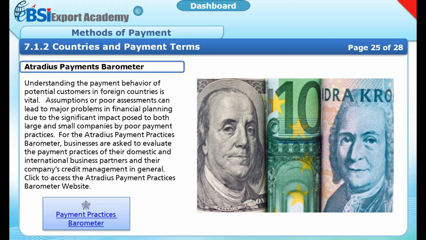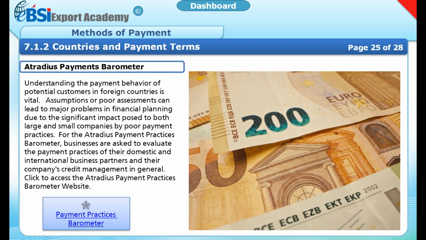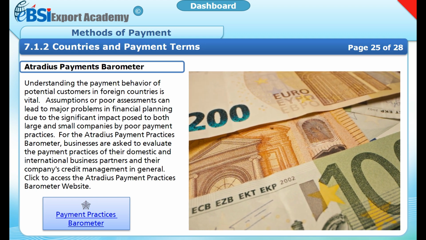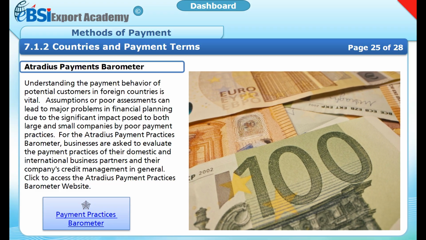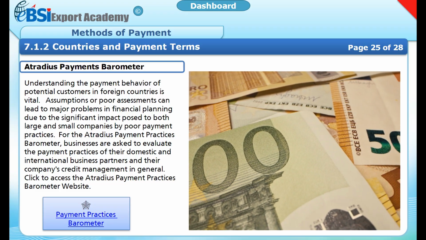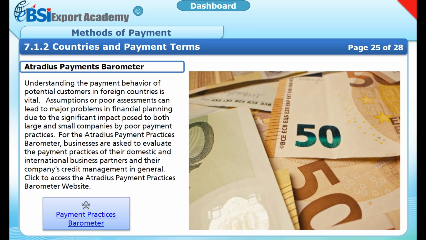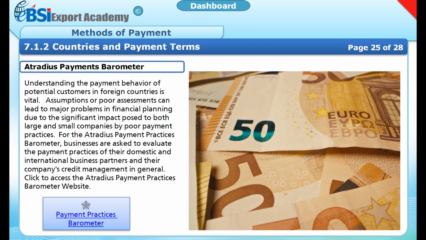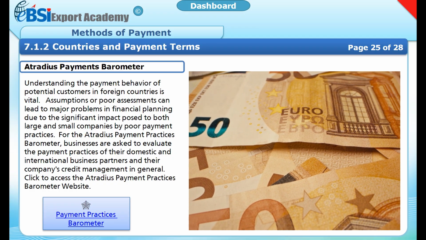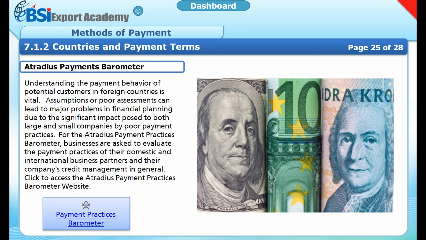Understanding the payment behavior of potential customers in foreign countries is vital. Assumptions of poor assessments can lead to major problems in financial planning due to the significant impact posed to both large and small companies by poor payment practices. For the Atradius Payment Practices Barometer, businesses are asked to evaluate the payment practices of their domestic and international business partners and their company's credit management in general. Click to access the Atradius Payment Practices Barometer website.